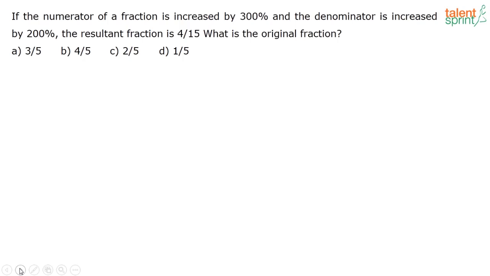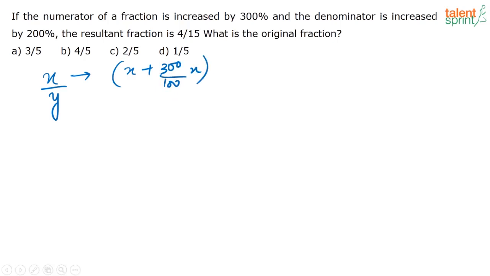If the numerator of a fraction is increased by 300% and the denominator is increased by 200%, the resultant fraction is 4 by 15. What is the original fraction? So a lot of you are giving me the answer as D for this. So let's see. Very easy question to solve. So let the fraction be X by Y. Okay. Now what is given about the numerator? The numerator of the fraction has increased by 300%. So what is going to be your new numerator? It is going to be X plus 300 by 100X, correct?